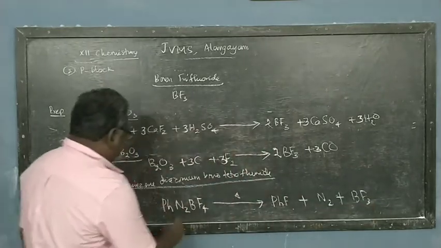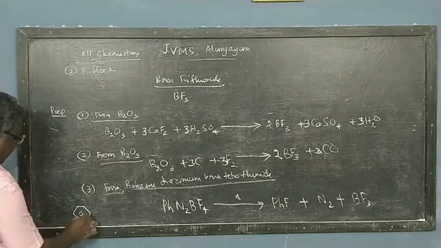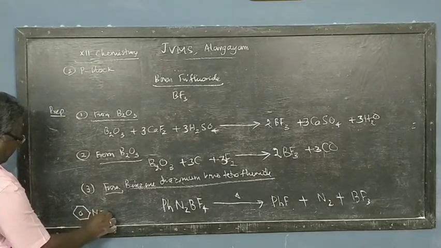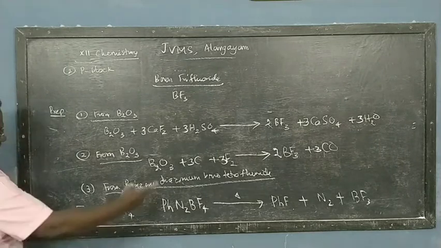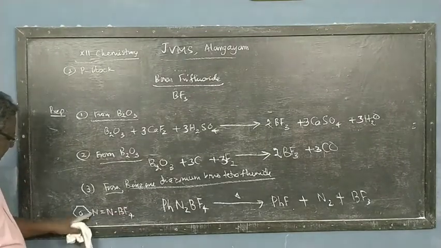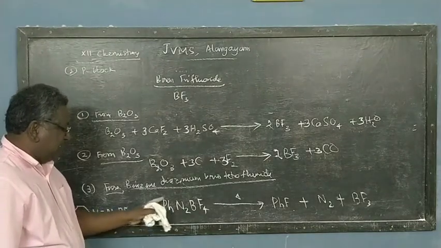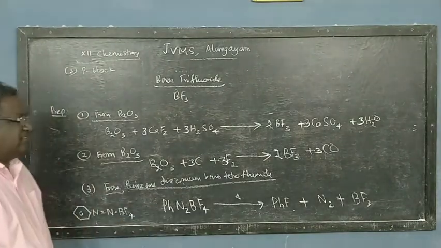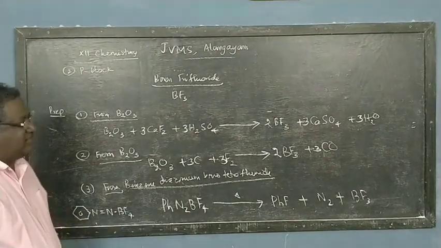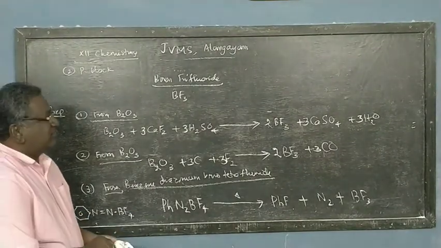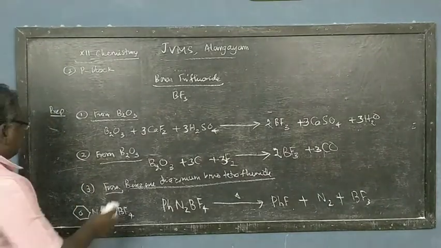So instead of writing this, you can write like this also. You can put the benzene ring, then nitrogen, boron trifluoride. This is how it has to be written. So this phenyl ring, phenyl group, is written as Ph. So Ph is nothing but C6H5, right? So this is boron trifluoride, right? So in 3 methods it's being prepared.